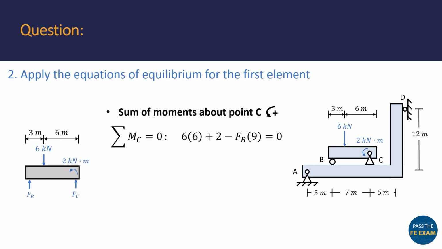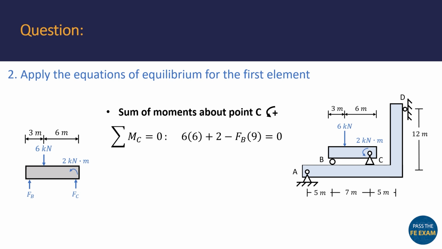By taking anti-clockwise as the positive direction, we have the 6 kN force working in at a distance of 6 meters in the positive direction. We have our 2 kN moment about point C in the positive direction. And lastly, we have our unknown force FB working in at a distance of 9 meters from point C. It is important to note, however, that this moment is applied in a clockwise direction. So according to our convention, this moment must be subtracted from our equation.